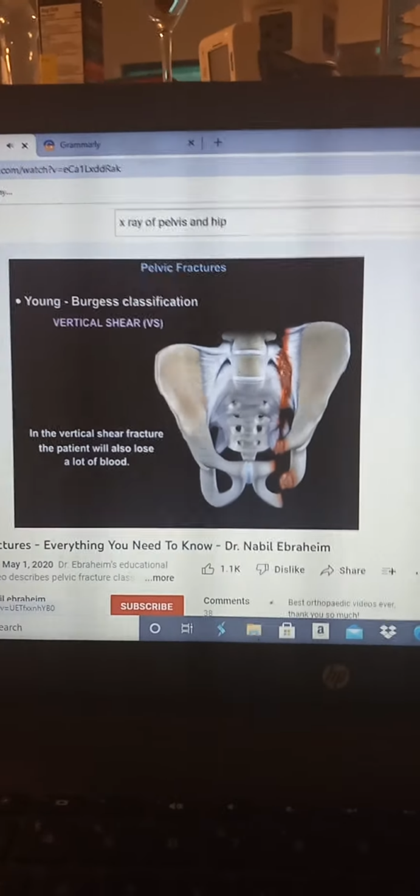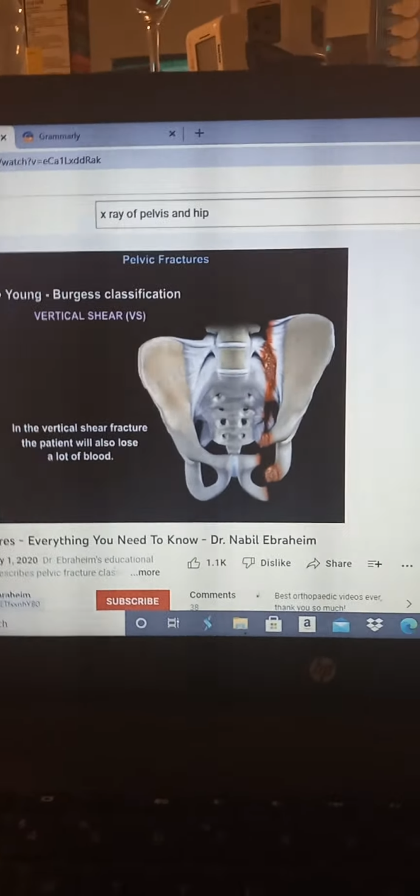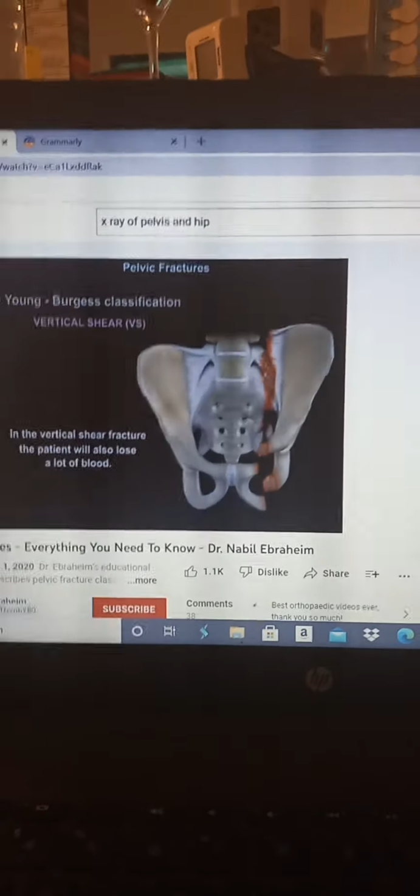The anteroposterior compression type 3 is associated with the highest blood transfusion requirements and shock. How about vertical shear? All ligaments are disrupted. It is rotationally and vertically unstable. In the vertical shear fracture, the patient will also lose a lot of blood. Tile classification is based on the stability of the pelvis and not the mechanism.